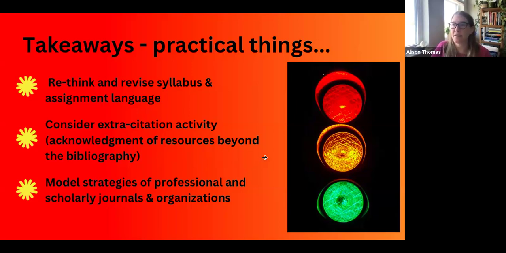Consider what I'm calling extra citation activity, which means outside of citation, find a way to acknowledge resources. So beyond the bibliography: a reflection, a resources page, using the methods section, et cetera. And then model strategies of professional and scholarly journals and organizations, use those things that are happening in your own fields or in scholarly work in general. Like COPE, for example, it's not discipline specific, so you could use guidelines from them.